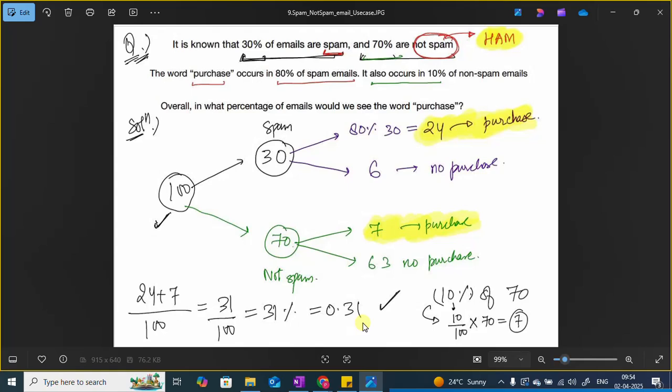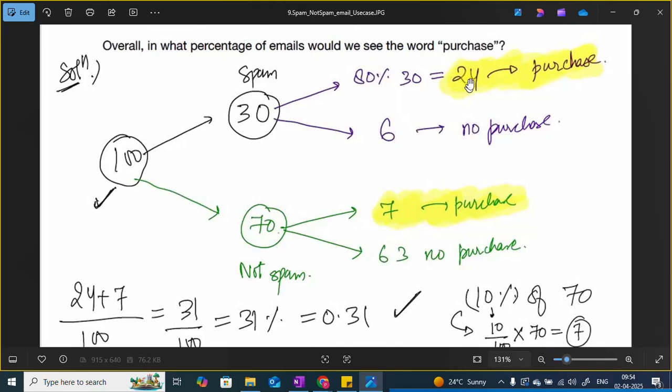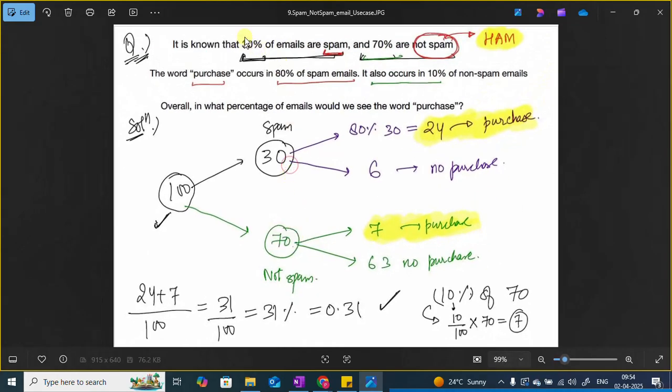See how things become easy once I find the actual numbers. Because if you find the actual numbers, you put them into the formula and get the answer. That's all. The challenging thing is how to find 24, 6, 7, 63. You have to understand that by reading the problem statement, the way I am doing step by step. That is the key. Clear, guys? Any doubt so far?